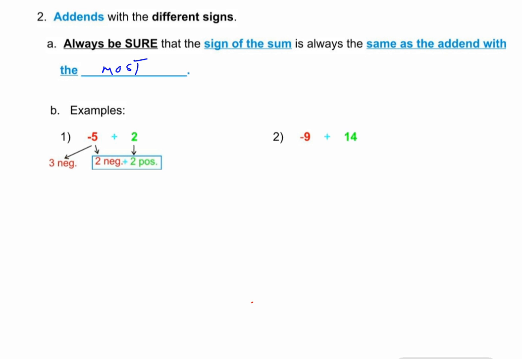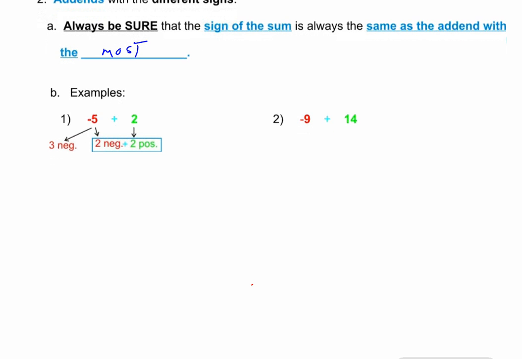So, what really is happening? So, look at the first example. We have 5 negatives and 2 positives. Therefore, our answer has to be what? Negative. It has to be. There's more negatives than positives. Now, this is what happens.